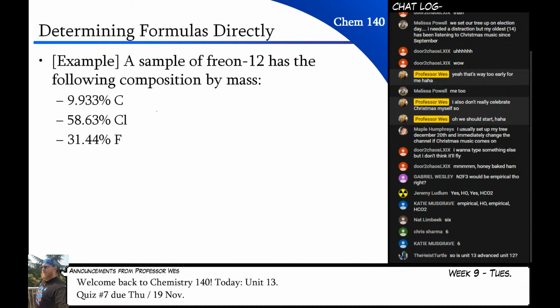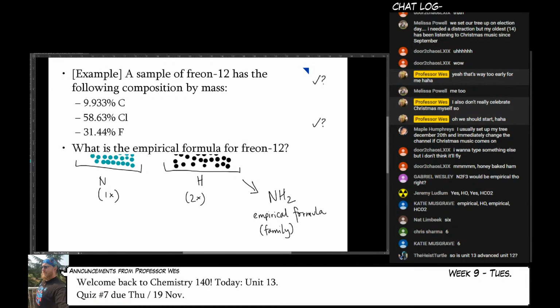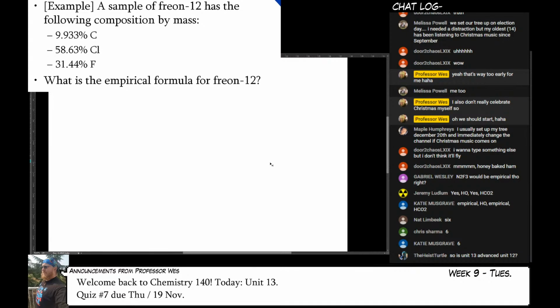All right. So I have the following composition by mass, and I want to figure out the empirical formula. So let's go over here. All right, I have a sample of Freon 12, and it has this mass composition. It's 9.933% carbon by mass, 58.63% chlorine by mass, and 31.44% fluorine.